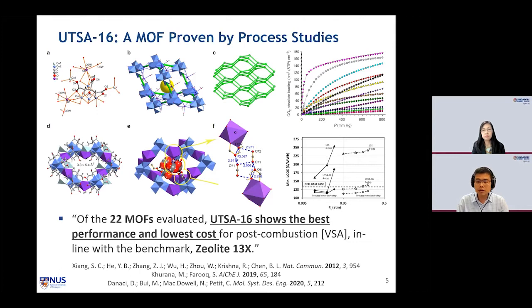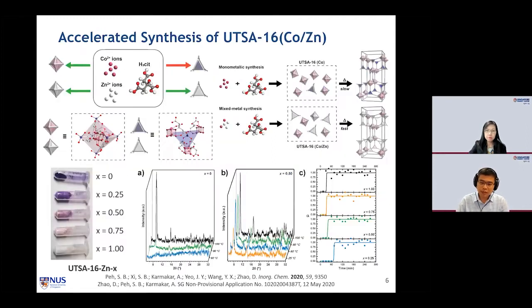And the cobalt is relatively expensive, and the synthesis process is very slow, can be days and even 2 weeks. So in our group, we identified the UTS-16. The next question we want to answer is, how can we make this material more affordable for large-scale application?